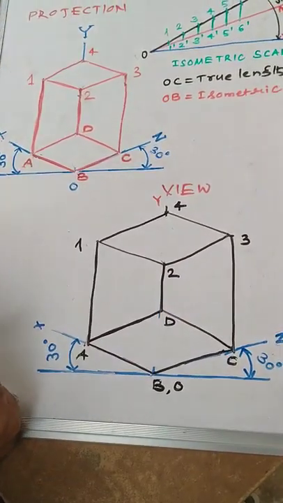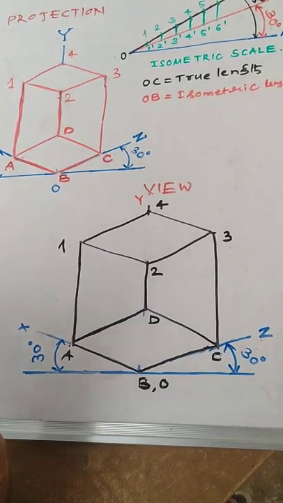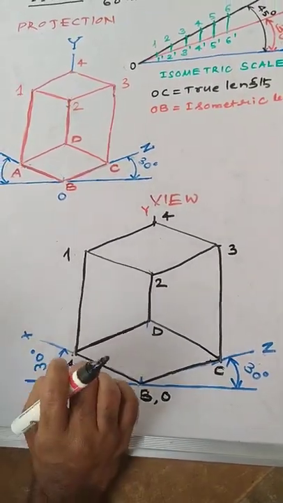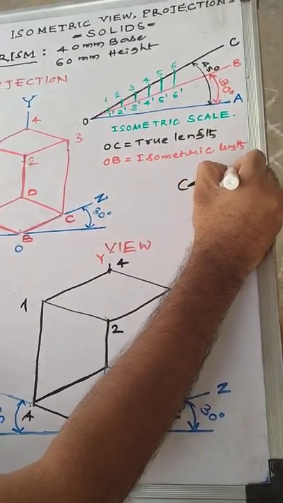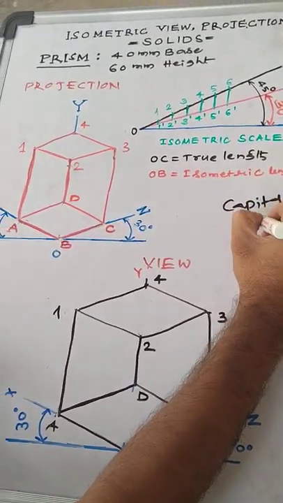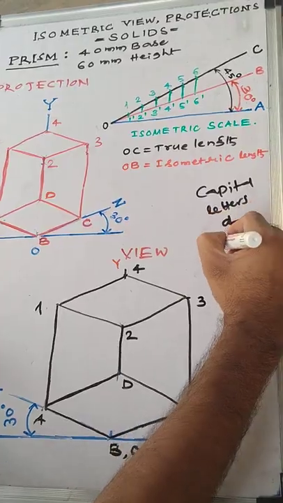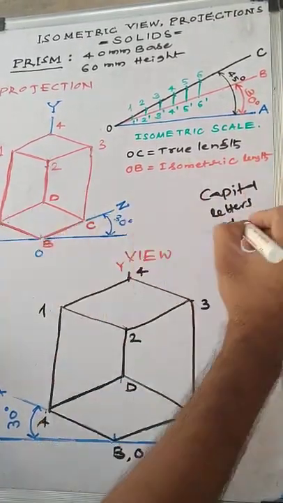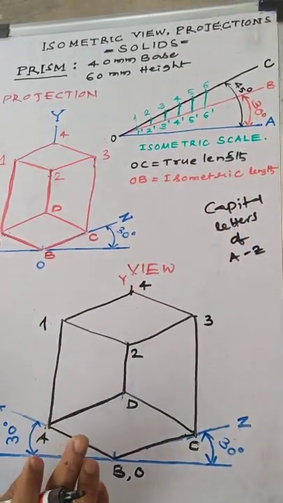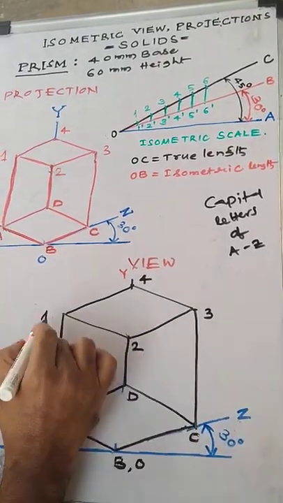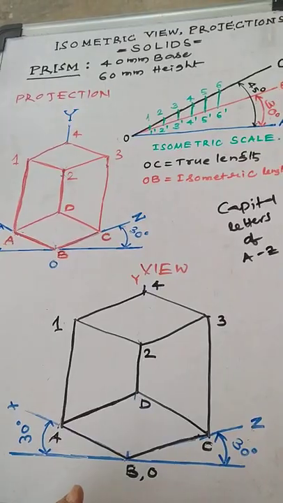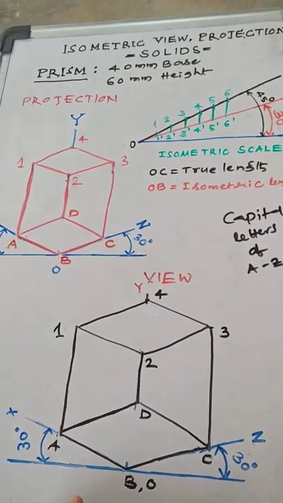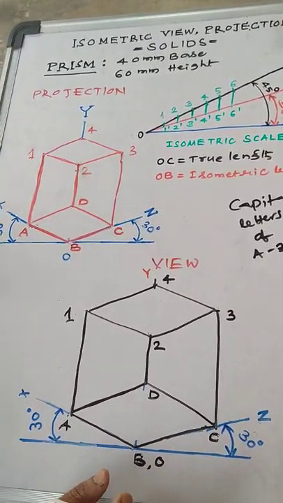Remember that when you have to show the isometric view and isometric projections, you have to use capital letters A to Z, and the numbers are going to be a little bit bigger. Can you understand? Isometric projection, reduced length; isometric view, original length.